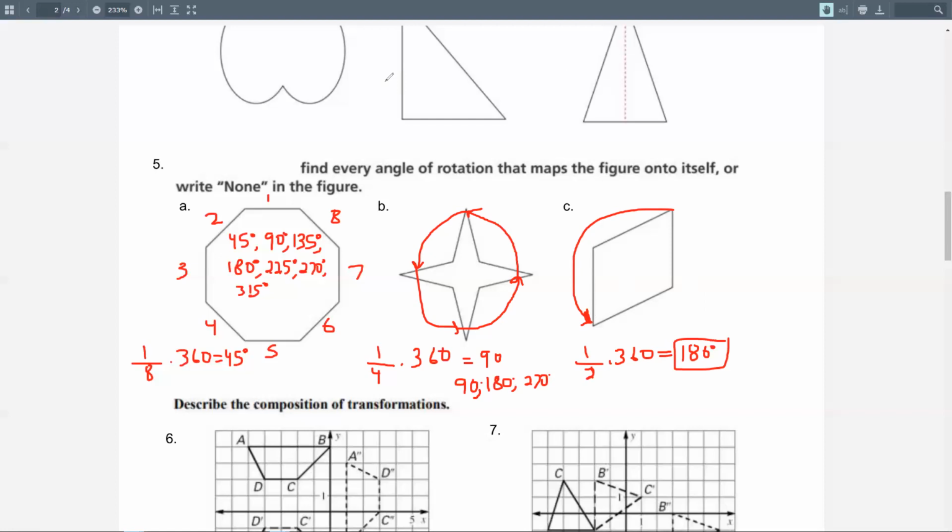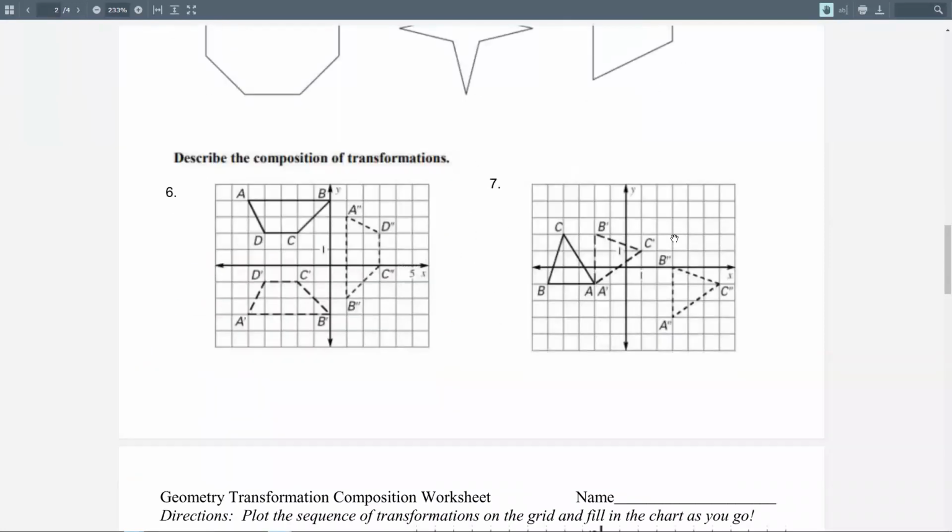Okay. Number 6 and 7. So again, this one will be multiple choice on the test, so you're not going to have to come up with your own. You're going to look at the composition transformations that they have for you. But if we look at this, what do we do first here? We're going to reflect across a line. Okay, so big R for reflection.